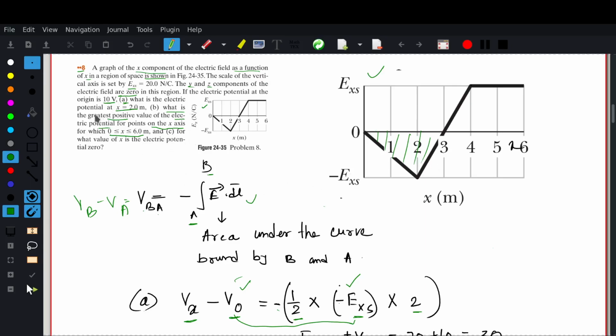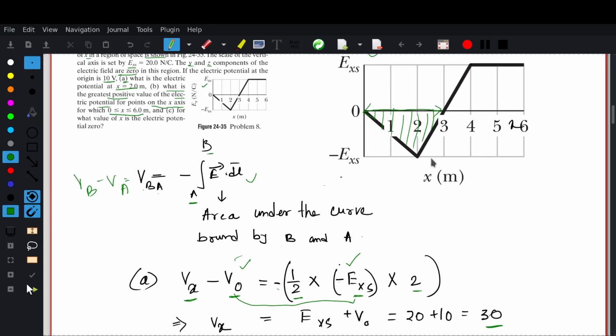Because they are asking what is the greatest positive value of the electric field, that means we will have to just consider when the electric field is negative. And you see, the electric field is negative only between this 0 and 3, right? So if you just integrate, or just find the area under this curve, you will obtain the maximum positive potential that you can have in this problem.